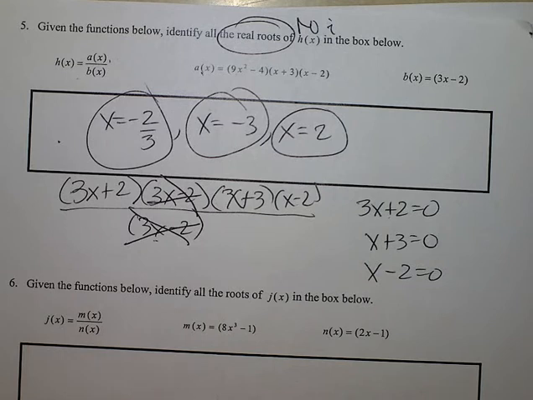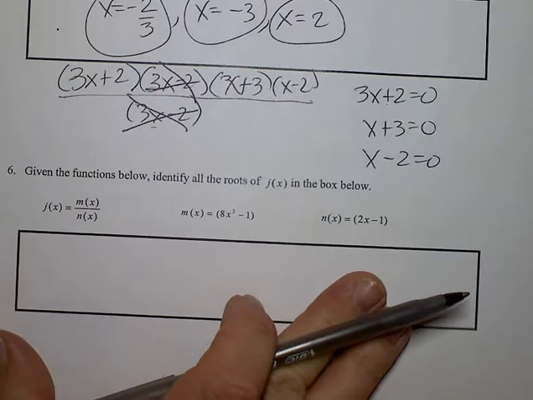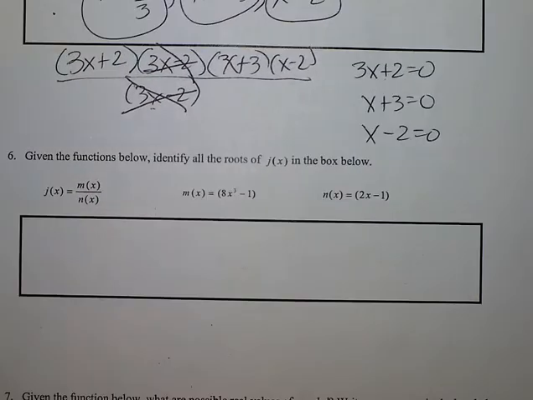Okay. Read number 6 to yourself very carefully. I'm going to ask you a question. Go ahead. My question is, what's the difference in the directions between 5 and 6? All roots. Please circle all roots.